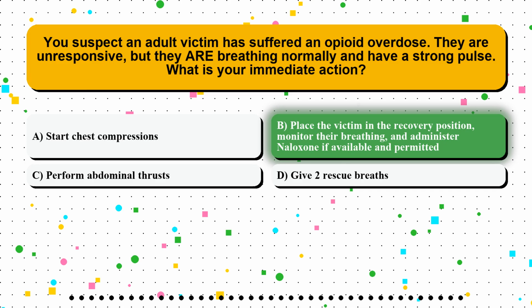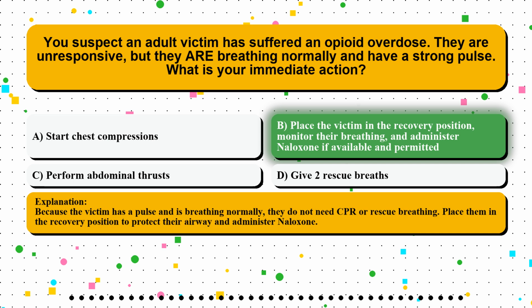The correct answer is option B. Place the victim in the recovery position, monitor their breathing, and administer naloxone if available and permitted. Because the victim has a pulse and is breathing normally, they do not need CPR or rescue breathing. Place them in the recovery position to protect their airway and administer naloxone.